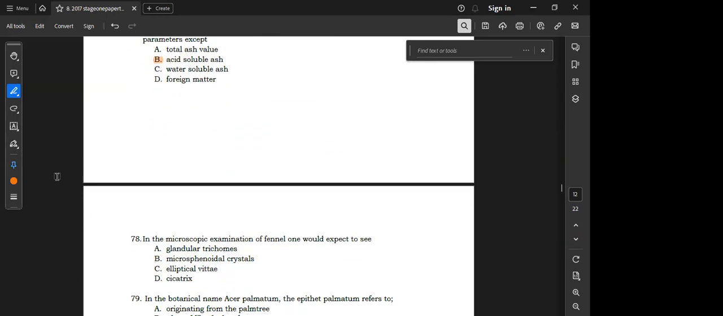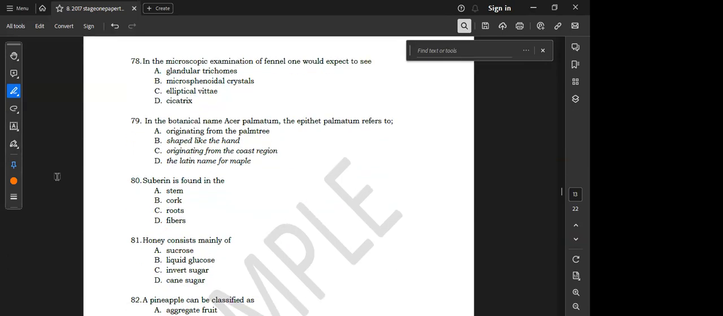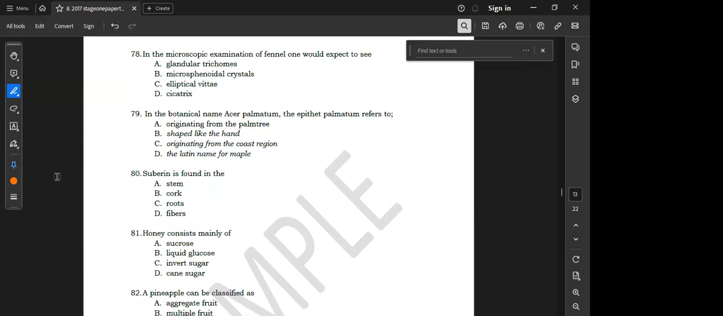We can go on, and that's question 76. Guys have sent something, so you can go through it later. In the microscopic examination of phenyl 1, one will expect to see granular trichomes, microsphenoid crystals, elliptical vitae, and cicatrix. Answers.